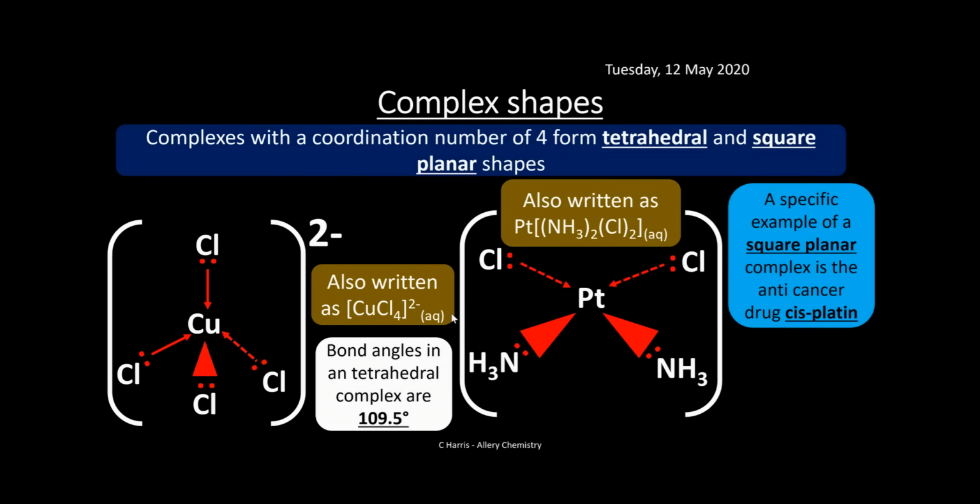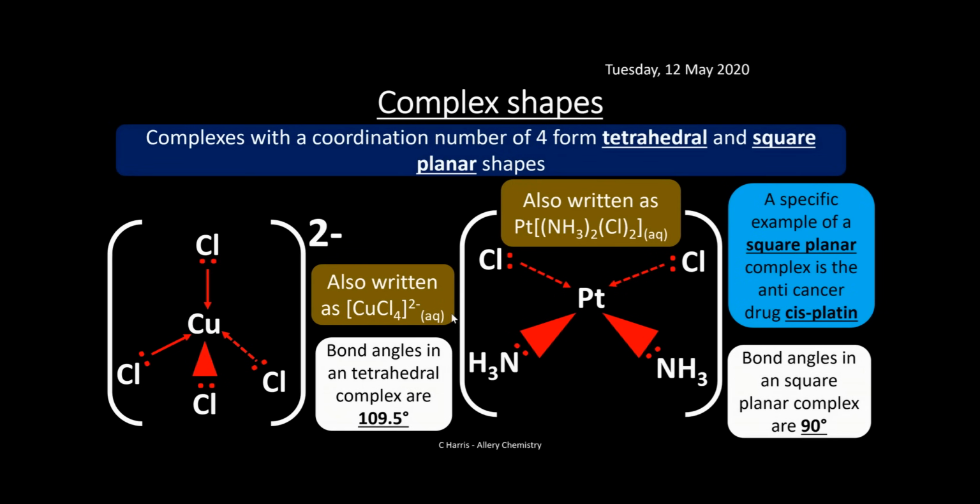Unless, of course, they give you something different in the exam and tell you it's square planar, then it's obviously drawn like this. So this one's called Cisplatin. It's an anti-cancer drug. And the bond angles in a square planar complex are always 90 degrees. Okay, so again, that's from year 1 chemistry.